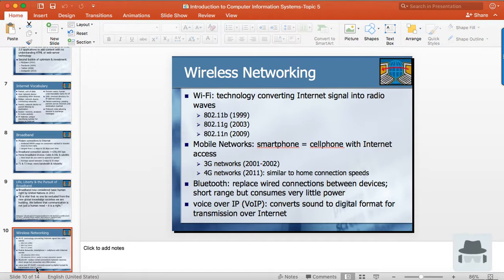But basically, the function you have is a wireless access point, which is really just a signal. Your machine, your laptop, your phone will talk to the wireless access point, which will then be connected into the internet, which will then communicate. So wireless really replaced wired technology.